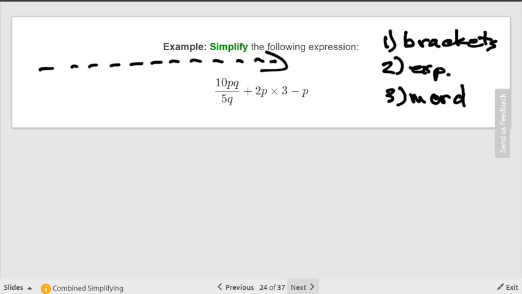All right, so here we go. What's number 3 again? Multiplication or division, right? All right. So, multiplication or division. So, do you see any multiplication there?